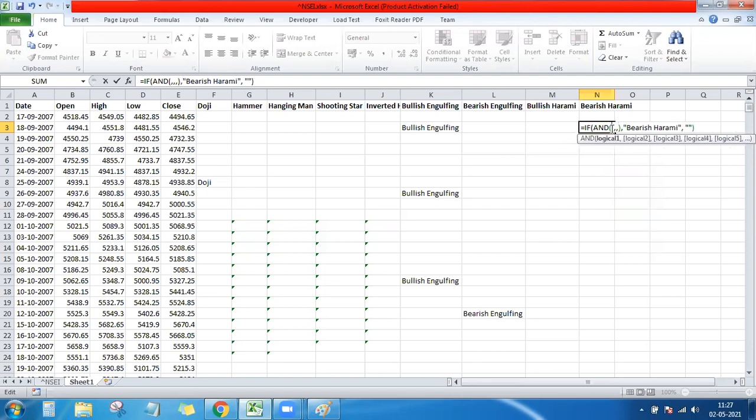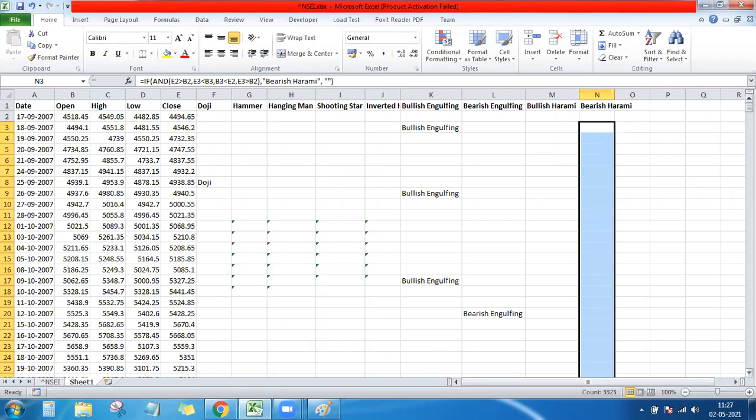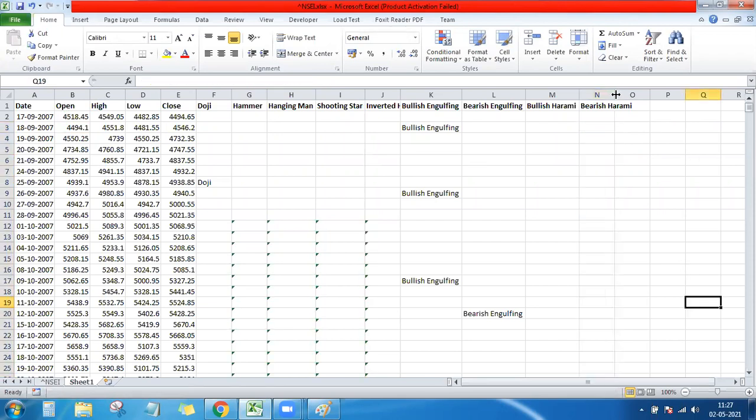In a bearish Harami, first is a green candle. So first closing should be greater than the first opening. Then the second candle is a red candle. So second close less than the second open. Then there is a gap down opening. Second opening is less than first close. And current closing should be greater than the previous day's opening price. So let's see bullish Harami and bearish Harami together.